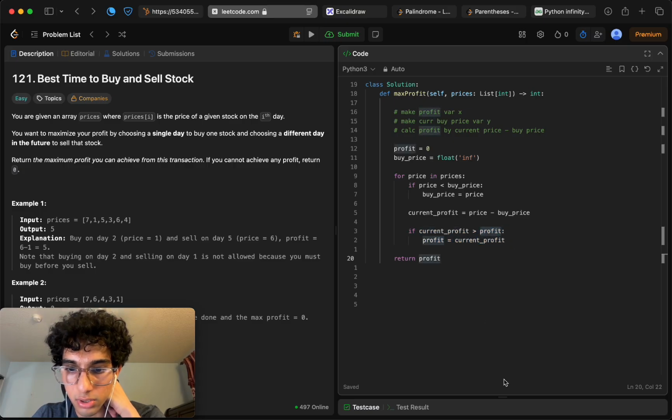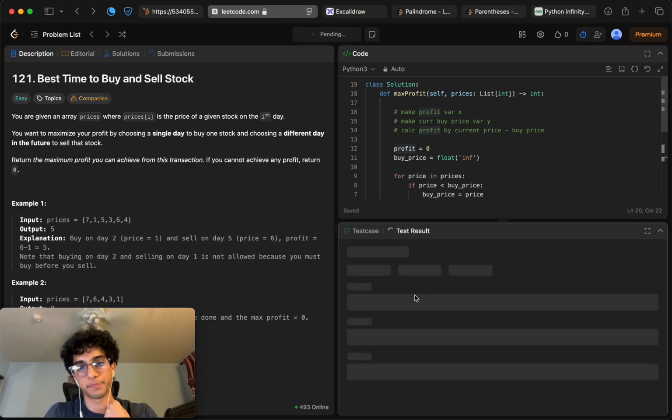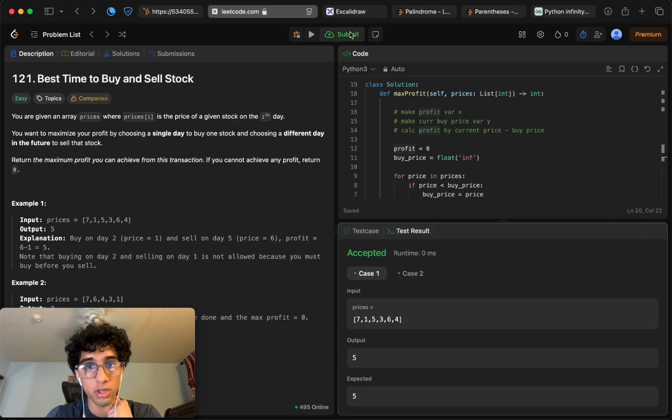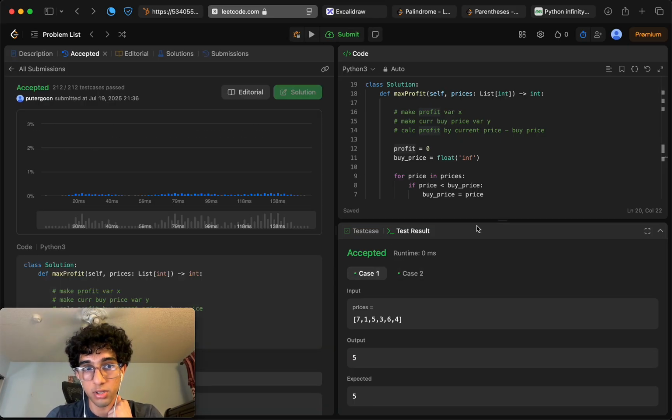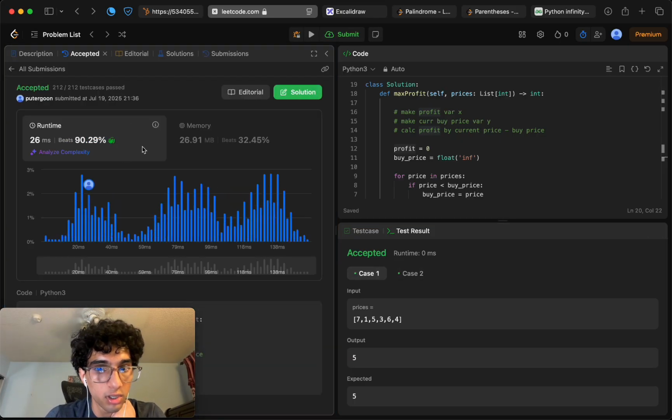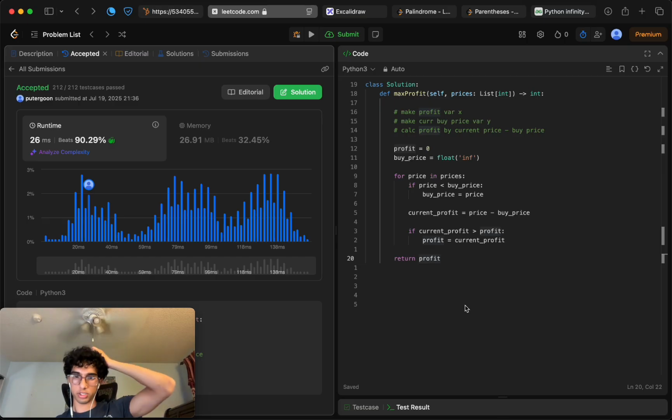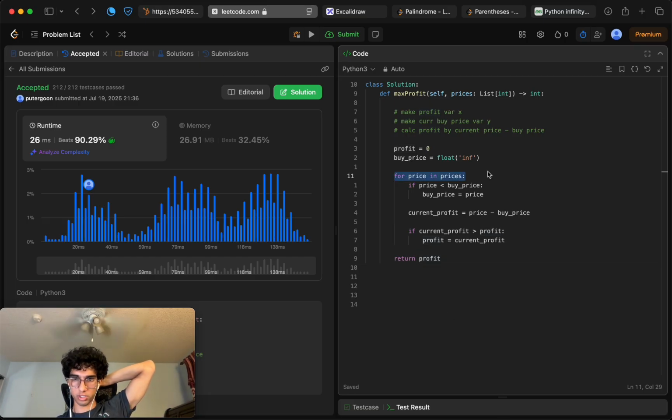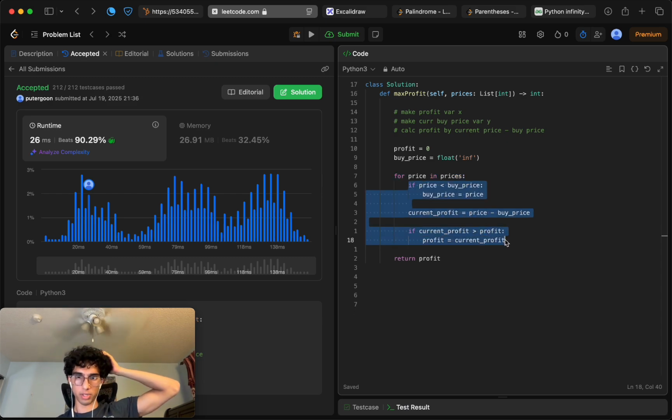Return that, is it outside the loop? Okay, run. Okay. It beats 90. Oh, complexity. What is the runtime complexity for this? I think it's O of n because we just loop through the whole input array once, and that's all we do. And we just do some things to it in here. So it would be an O of n time complexity.